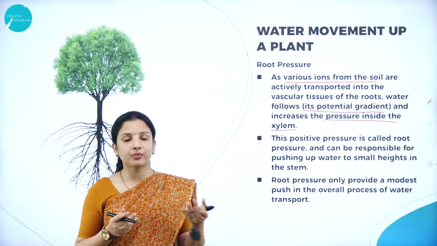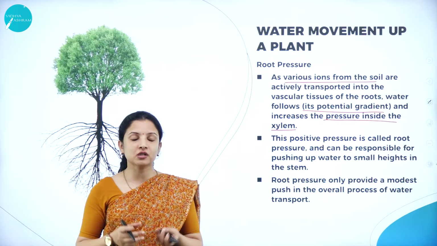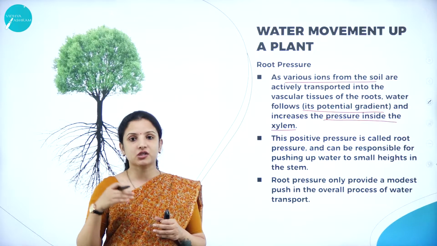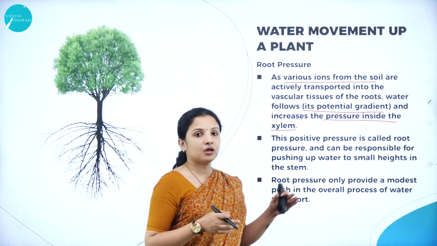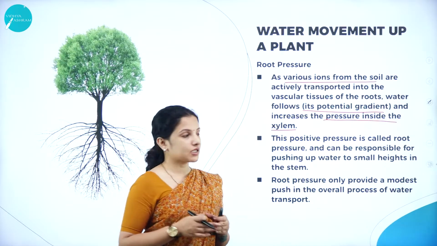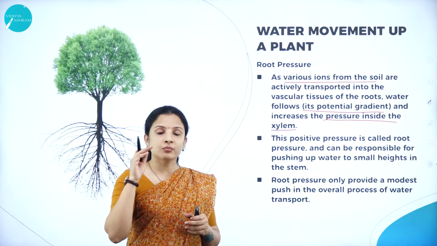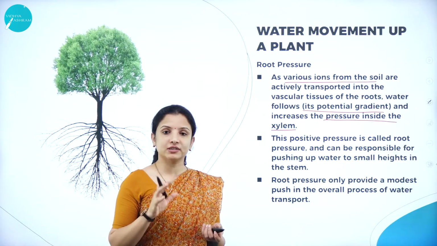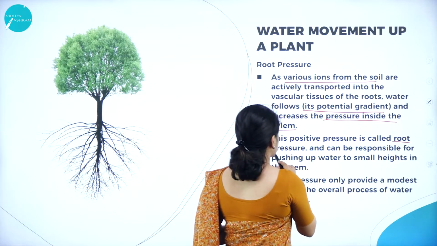So we all know about the process of diffusion, right? So what happens in diffusion? The water molecules move from a region of higher concentration to a region of lower concentration, wherein here a positive pressure is being created. So this positive pressure that is being created because of the accumulation of the ions and the water molecules in the xylem cells is called the root pressure.